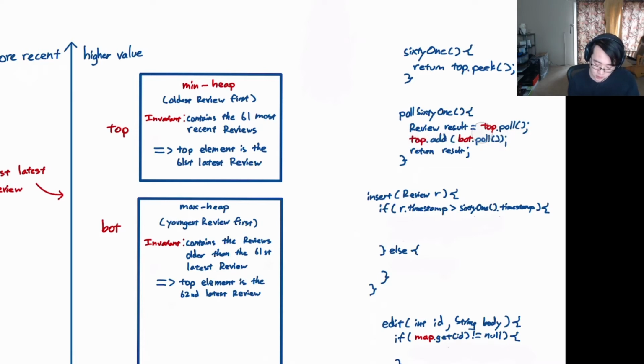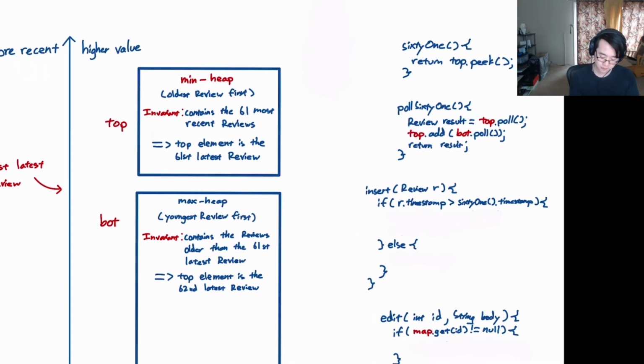And then we're going to poll the bottom in order to get the most recent of the 62nd latest review and add it to the top. Now this ensures that both of these invariants are going to be held. This top heap will now have the 61 most recent reviews, and the bottom heap will also have all the reviews that are older than the 61st latest.